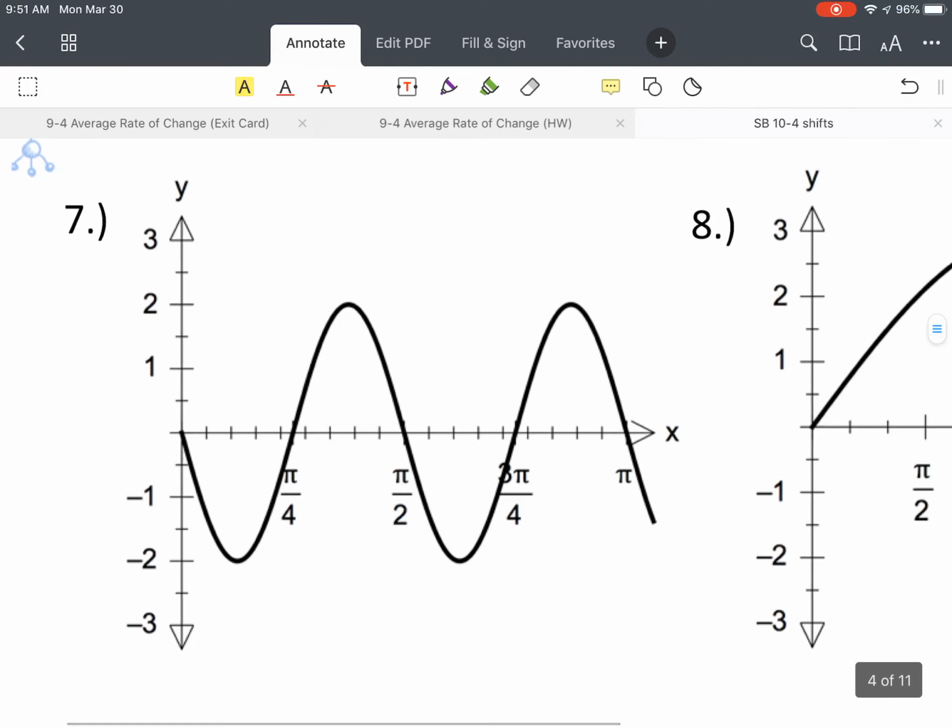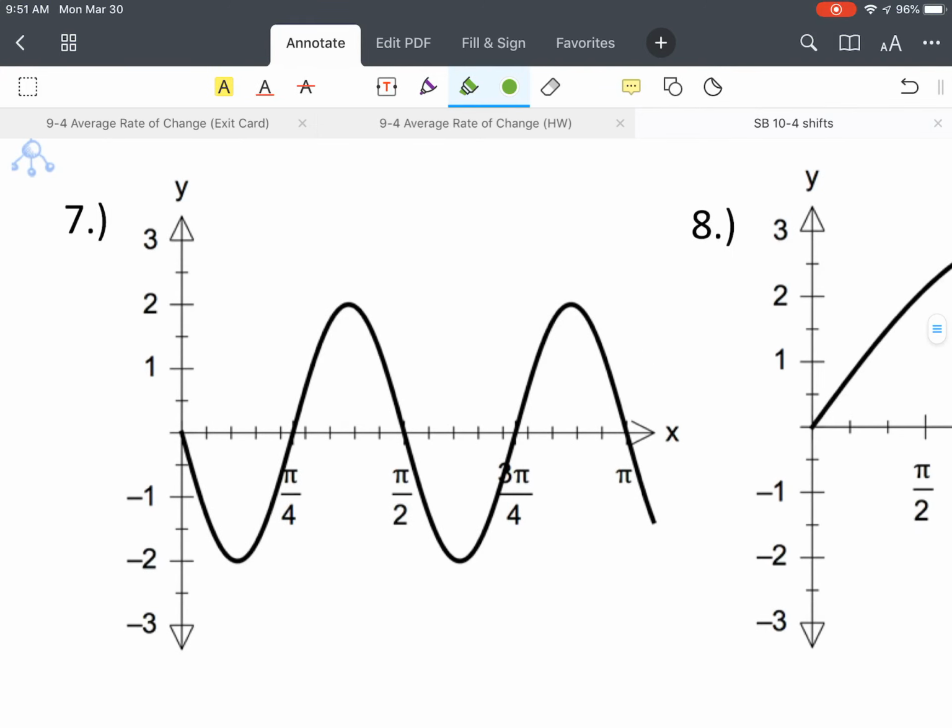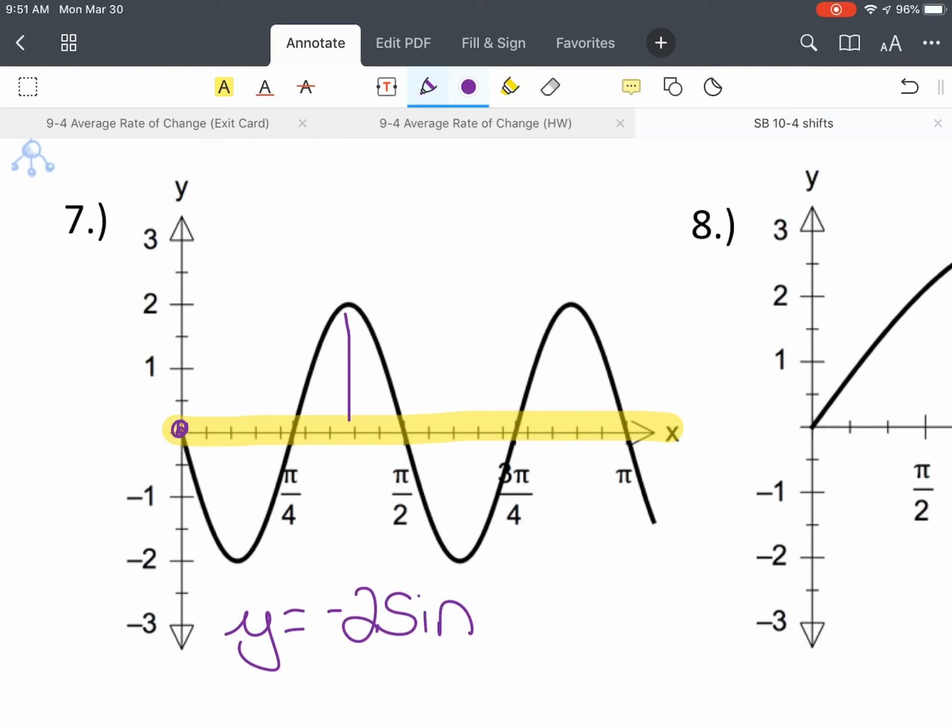Okay, let's look at number 7. Okay, this is a sine graph. It starts right at the midline. And it's in fact a negative sine graph. The amplitude is 2. So -2 sine. Now I need to figure out the frequency.